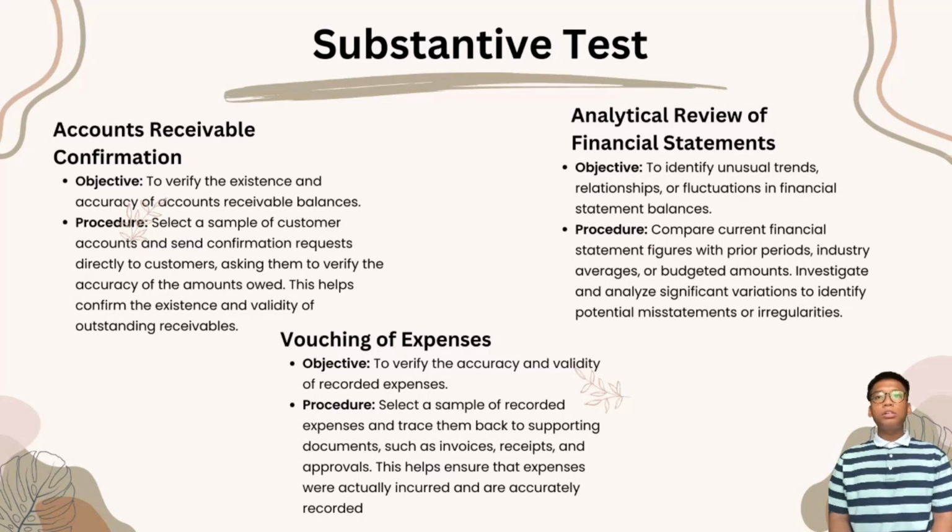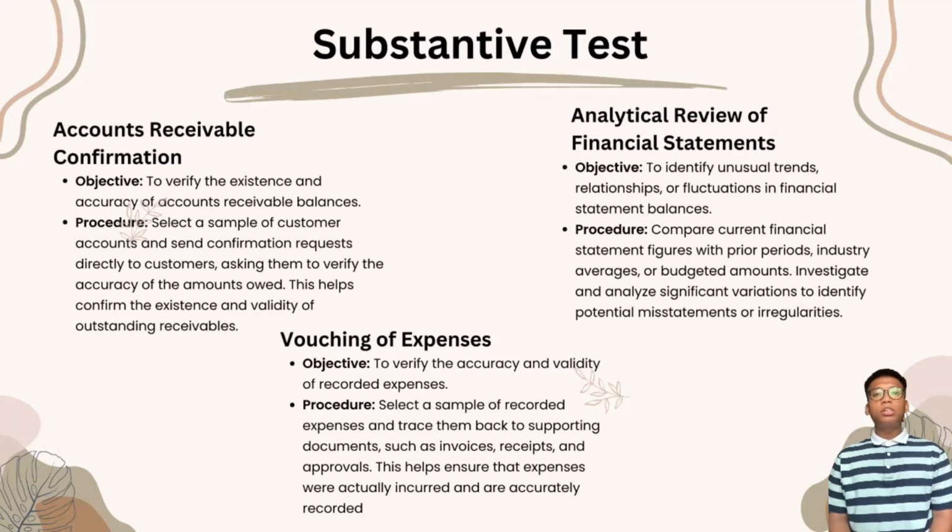Next one is analytical review of financial statements. The objective is to identify unusual trends, relationships, or fluctuations in financial statement balances. The procedure: compare current financial statement figures with prior periods, industry averages, or budgeted amounts. Investigate and analyze significant variations to identify potential misstatements or irregularities.